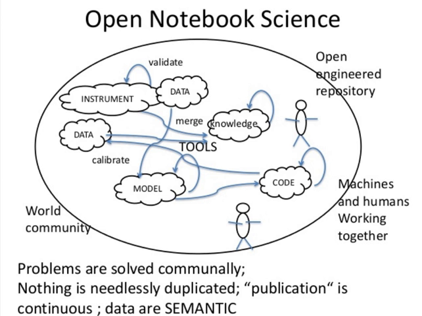Open notebook science can therefore be described as part of a wider open science movement that includes the advocacy and adoption of open access publication, open data, crowdsourcing data, and citizen science. It is inspired in part by the success of open source software and draws on many of its ideas.